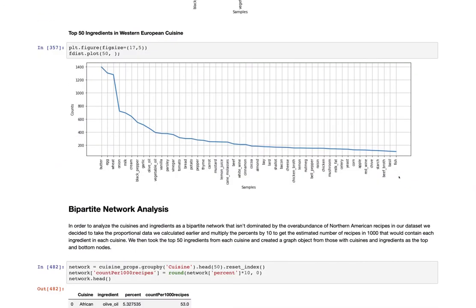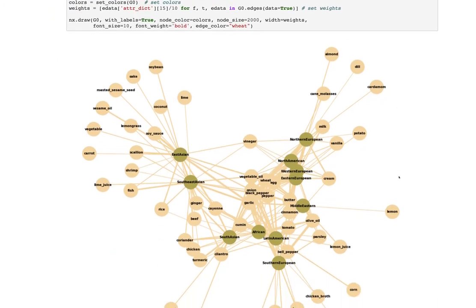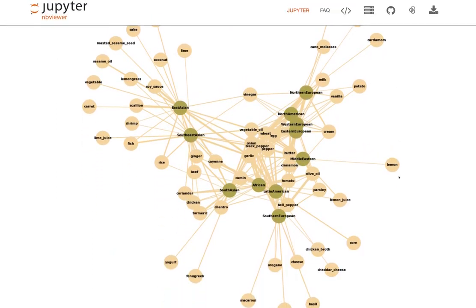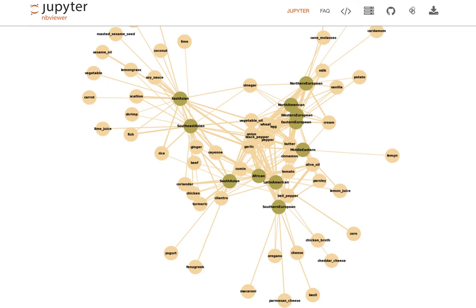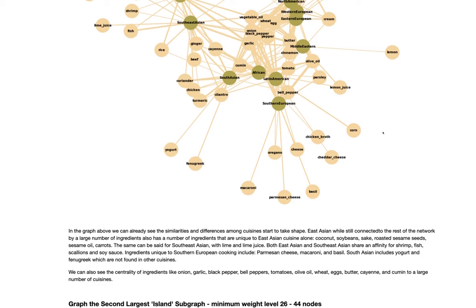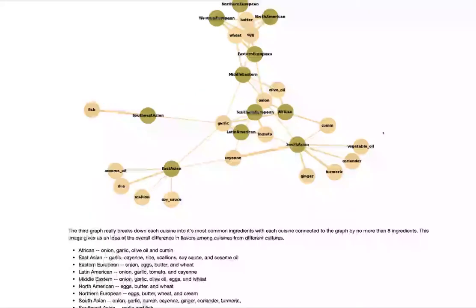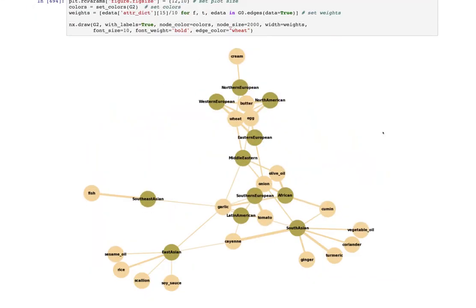So then we did a bipartite analysis. So you can start to see the similarities and differences in here. We used the island method to keep raising the water level, and ended up with the third graph really showing the most significant ingredients in each cuisine and the connections between different cuisines.